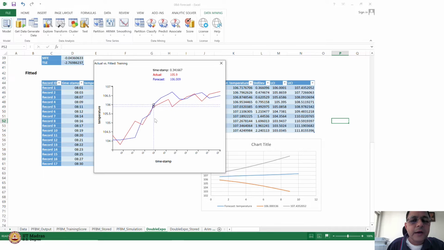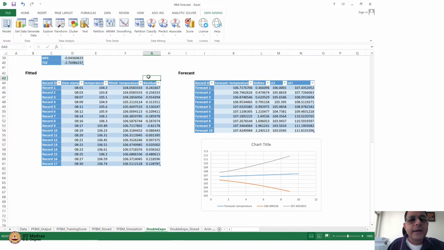You can see this plot. I hope you can see this on your screen. The red line are the actual data points that were available to us. The green line is the forecasting done using the double exponential model that the Analytic Solver in Excel is trying to fit to the data. Okay, let me kill this for now. This is the summary. This is the fitment of the model.